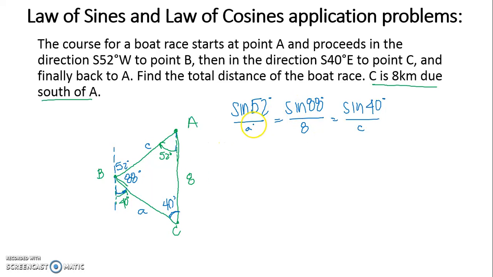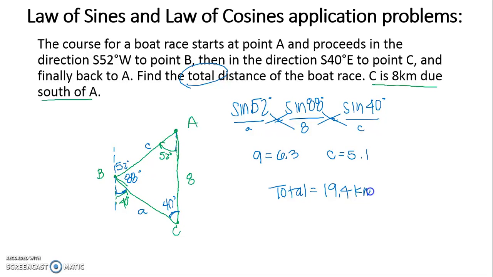Cross multiply, divide, so I'm going to have 8 times sine of 52. Then I'm going to be dividing by that sine of 88, and I get that A is 6.3. Same thing for C. I'm going to have 8 times sine of 40, and then I'll divide by that sine of 88, and I'll get that side C is 5.1. And these should all be in kilometers. I want the total distance of the boat race. So my total distance is going to be 6.3 plus 5.1 plus that 8, which is 19.4 kilometers.